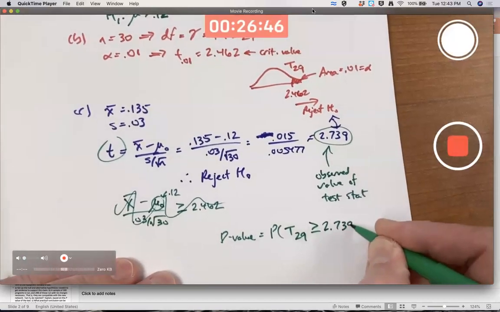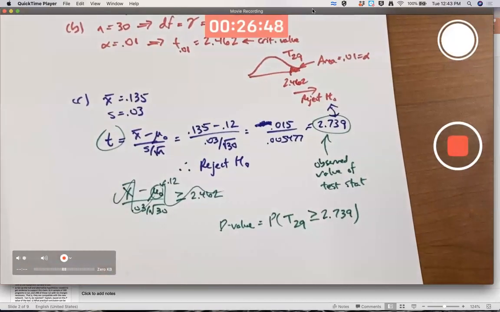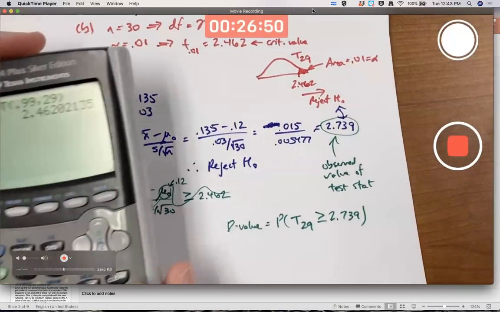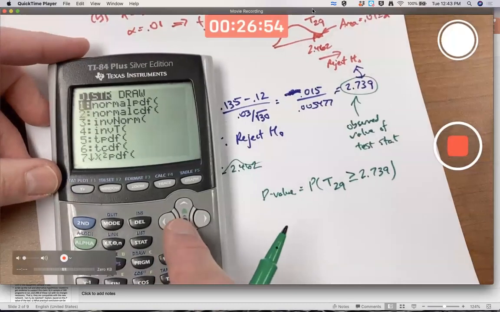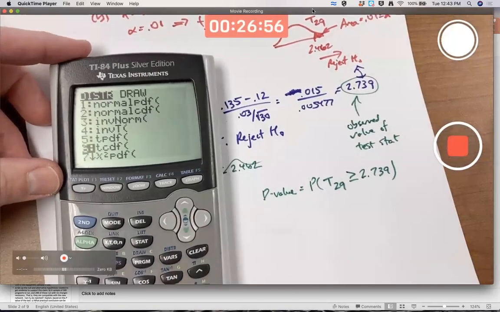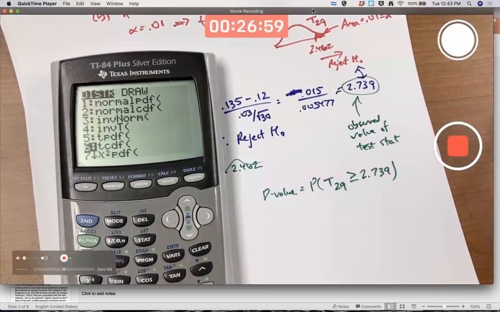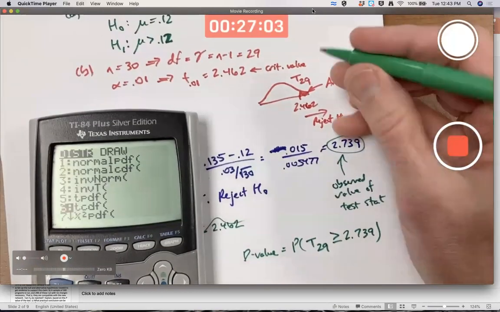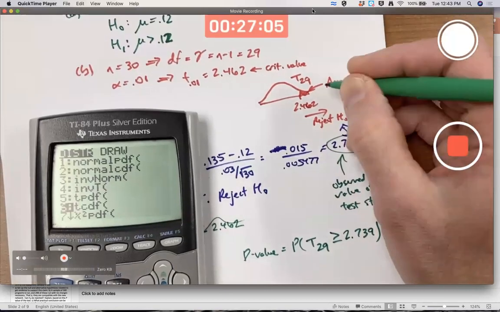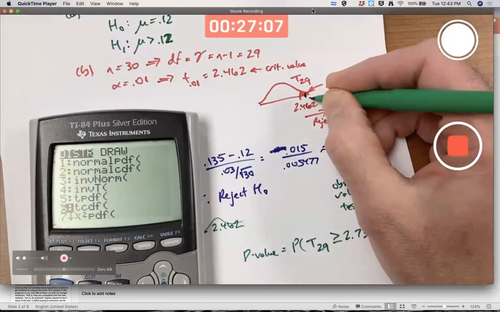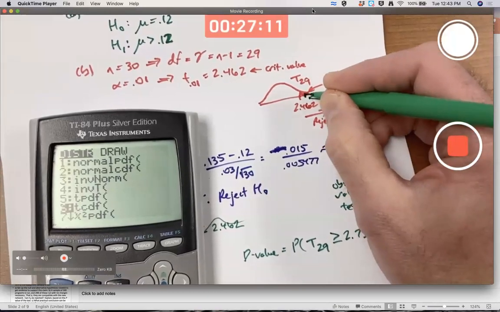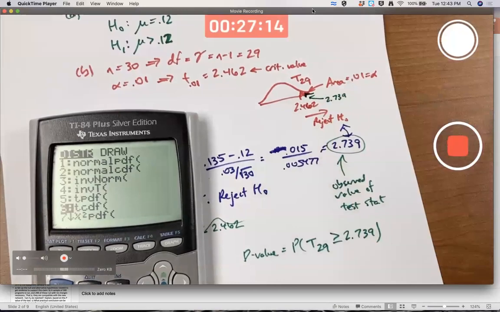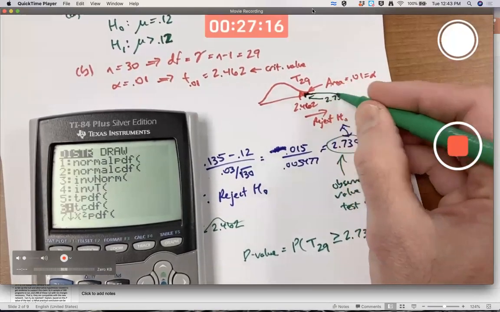This is the probability we'd want to calculate. And if we want to get our best approximation we can, use technology. So go to my distributions menu again, go to TCDF. We're trying to calculate not this area, which is 0.01, but another area to the right of 2.739, which is going to be a little smaller than 0.01. That green area, that's the p-value.